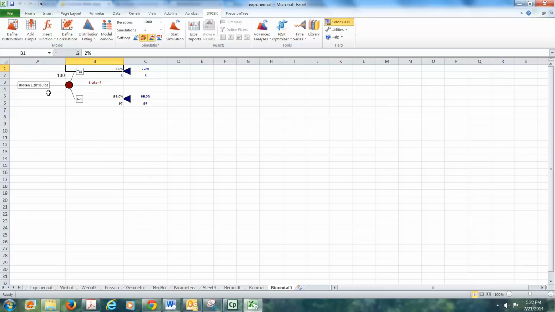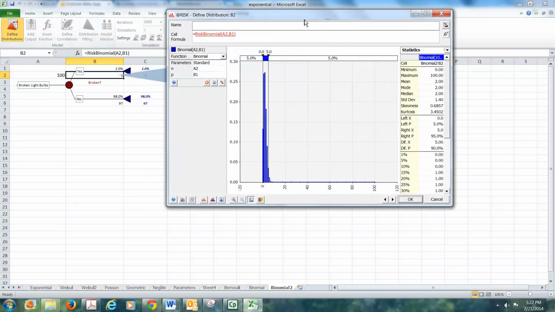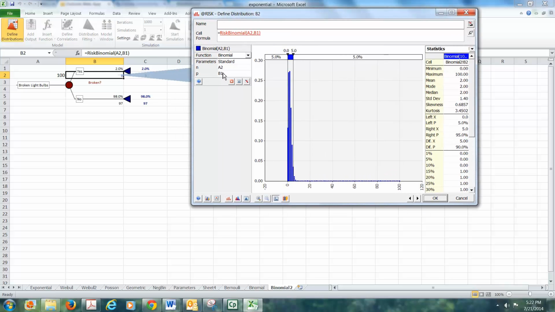Let me show you how that works. Here's the 100 light bulbs. Here's the 2%. In this cell right here, we have a binomial distribution. The N is found in A2, that's the 100 light bulbs. The probability is found in B1. And this is a picture of all the potential outcomes, from all 100 are broken to 0 are broken.